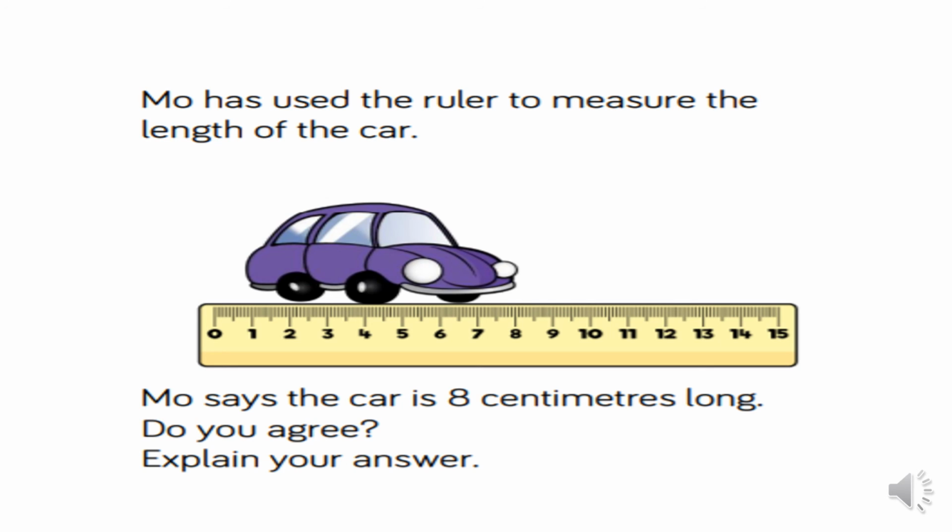Mo has used the ruler to measure the length of the car. Mo says the car is 8 centimetres long. Pause the video and have a think. Do you agree with him or not? And can you explain your answer? No, I don't think so either. Mo is incorrect. He's incorrect because his car wasn't placed exactly on 0 centimetres. He's placed his car on 1 centimetre. And what's the special rule we need to follow when measuring using a ruler? We need to make sure that we begin measuring from 0 centimetres.